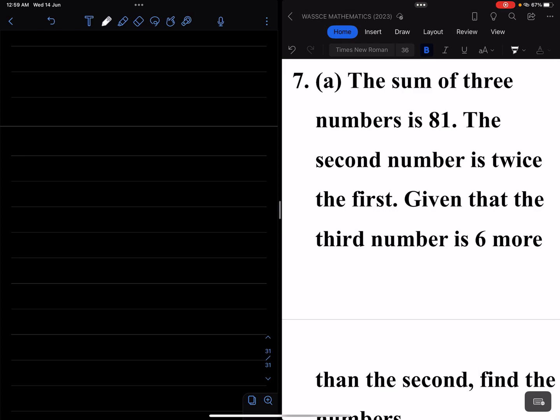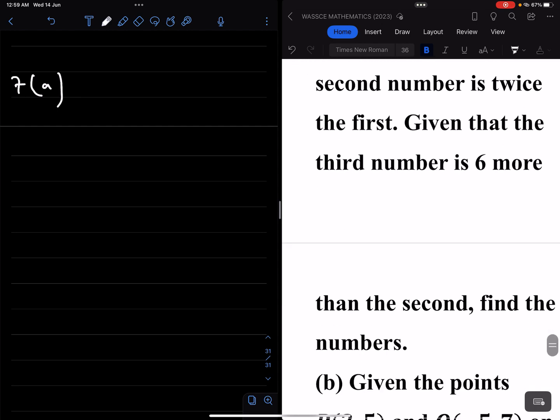Straight to the next, which is number 7. This is 7a. The sum of three numbers is 81. The second number is twice the first. Given that the third number is 6 more than the second, find the numbers. Okay, let the numbers be P, Q, and R.